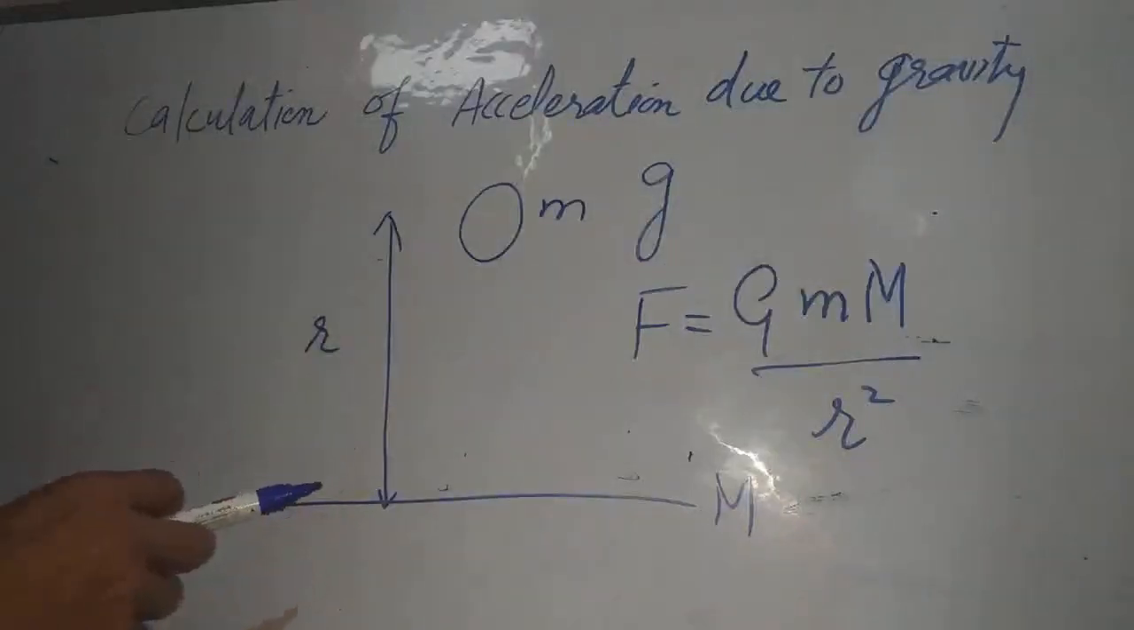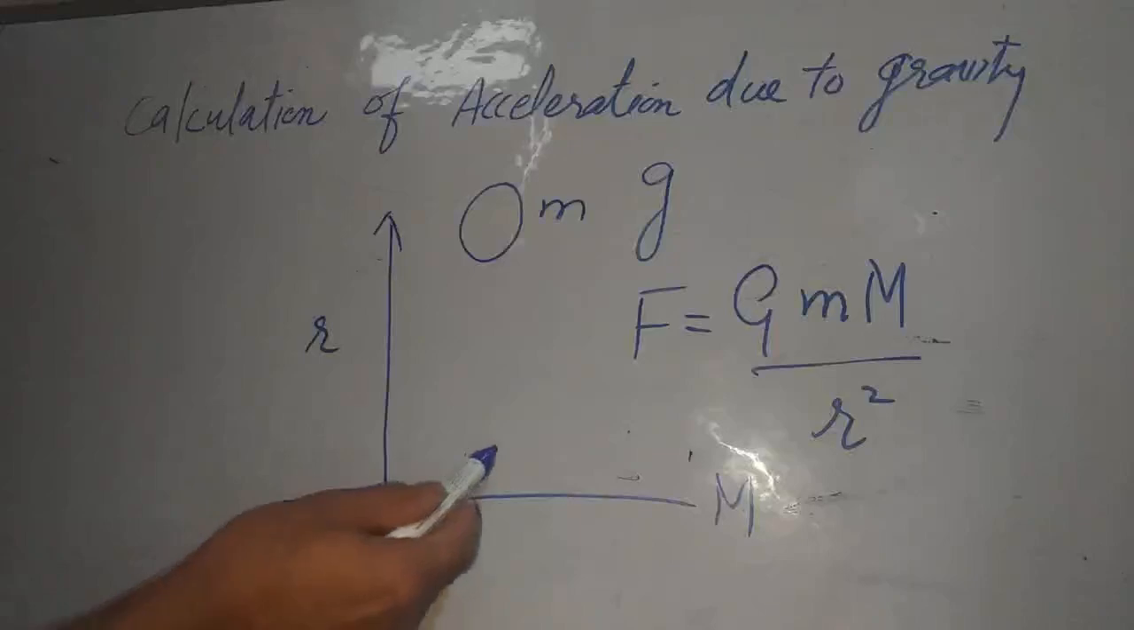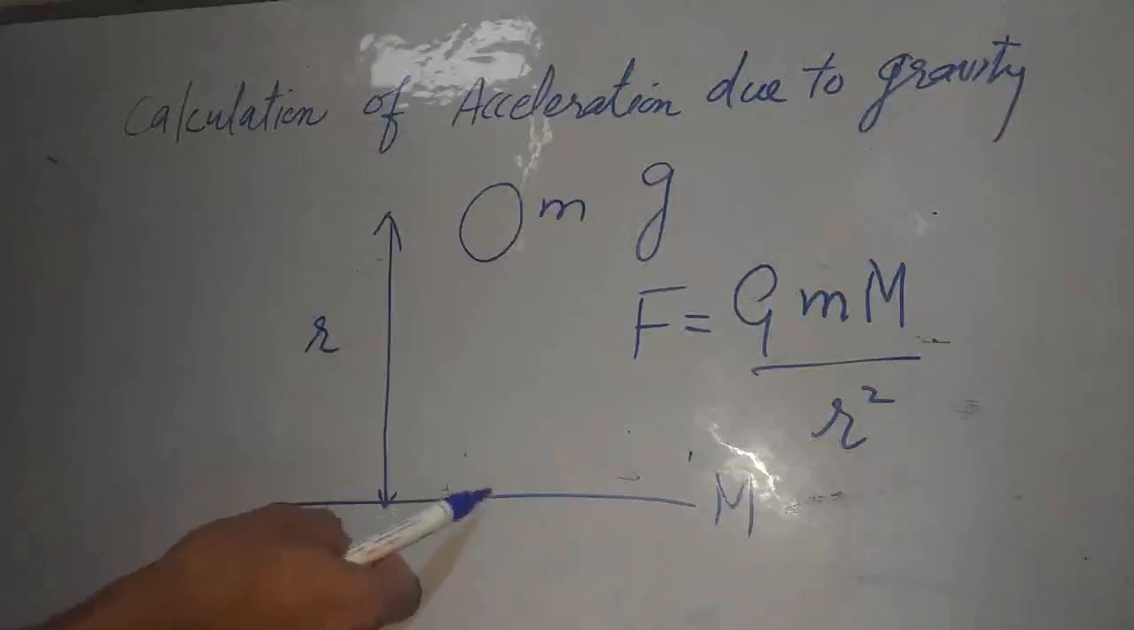Okay, and whenever we measure distance from the Earth, we take the center of the Earth. We measure from the center of the Earth. If a body is on the Earth, resting on the Earth, then the distance between that body and the Earth we take from the center of the Earth, that is, we take the radius of the Earth at that time.